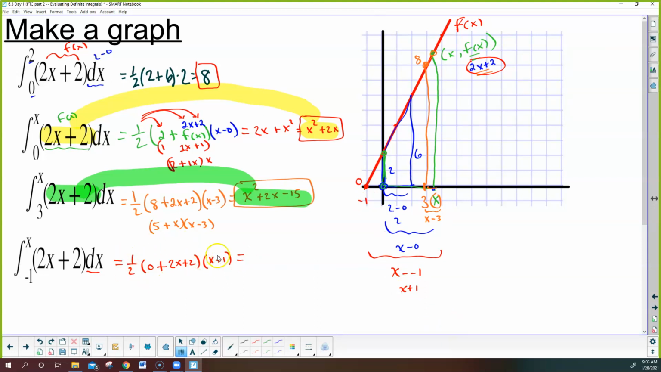All right, so that's the area of this. Technically, it's a triangle, but we could call it a trapezoid with a base of 0. It's the same thing. So now I'm just going to distribute the 1/2. And then if I multiply this out, I get an x squared. I get a 2x plus 1.